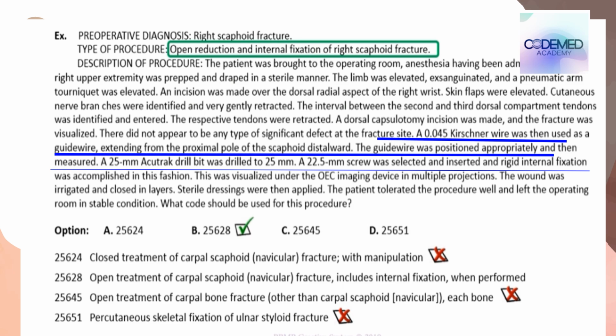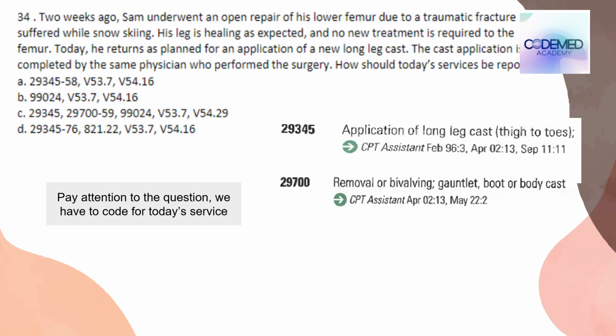So then 25628 is open treatment, and there also you have to be very particular in reading the site. Here it is a carpal scaphoid fracture, including the internal fixation, and the second is also open treatment of carpal bone fracture other than the carpal scaphoid. So you know the site is that specific, and there they have not even included the internal fixation. So my code will be 25628, and since it is done on the right side, I can put the modifier RT. Now let us take one more example.